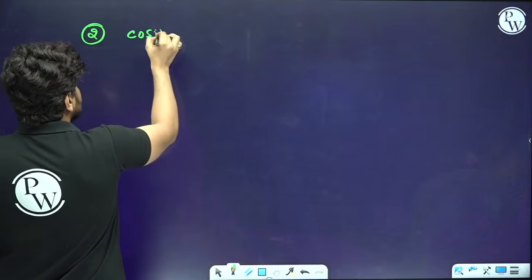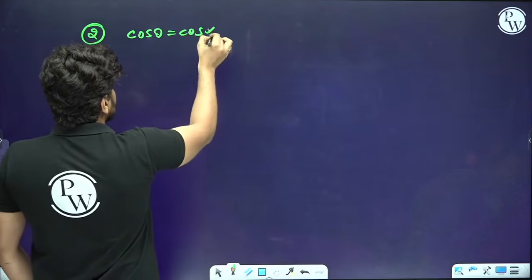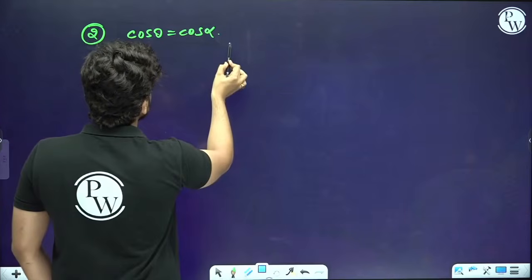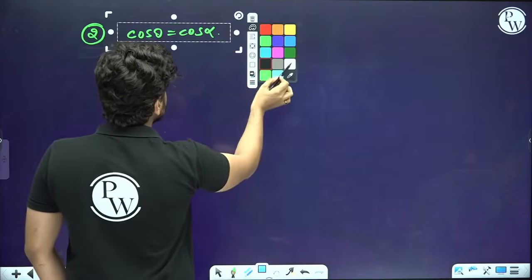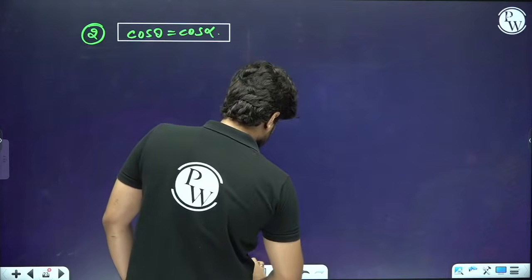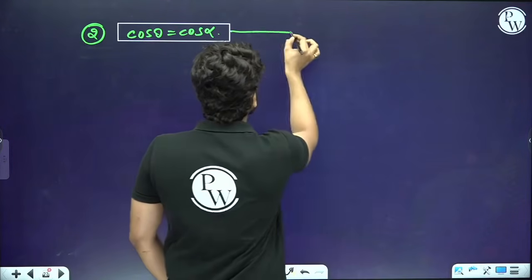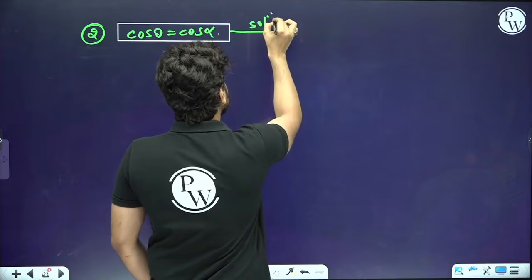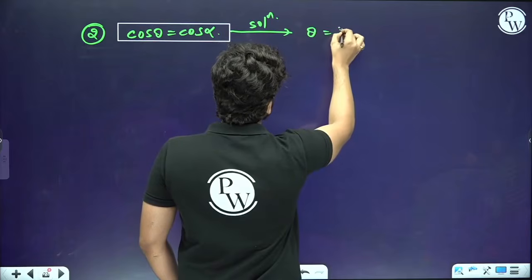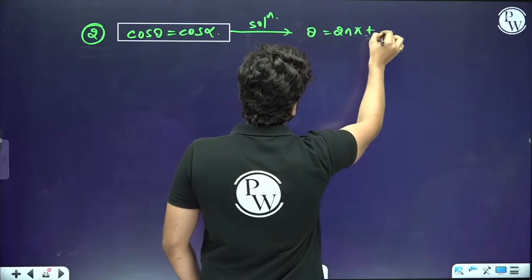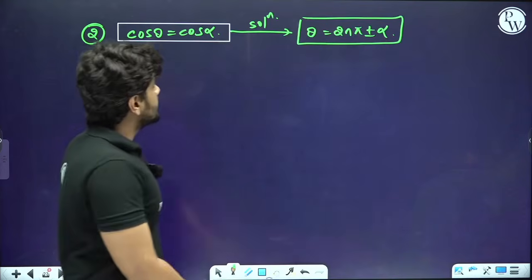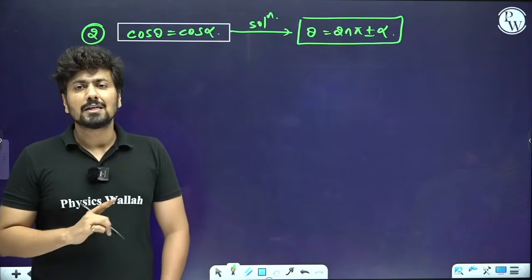Second one is cos theta is equal to cos alpha. So, cos theta is equal to cos alpha. Its solution is theta is equal to 2n pi plus minus alpha. These are the solution of this equation. Theta is equal to 2n pi plus minus alpha.